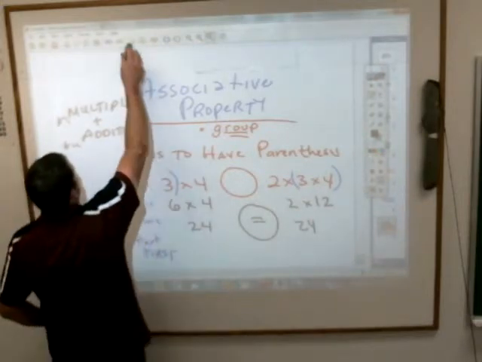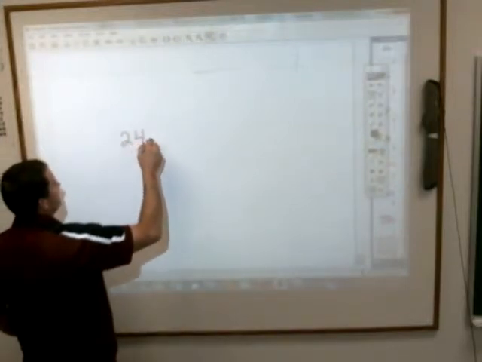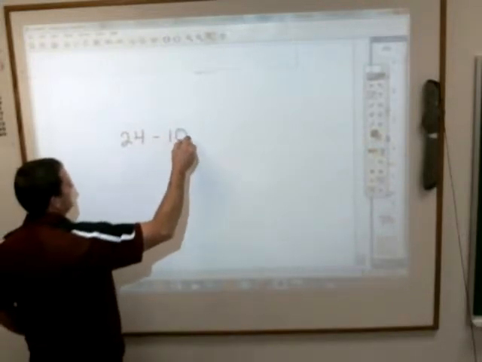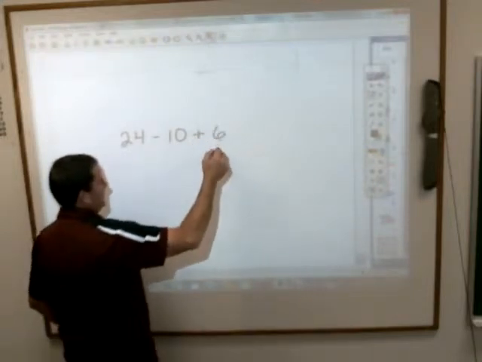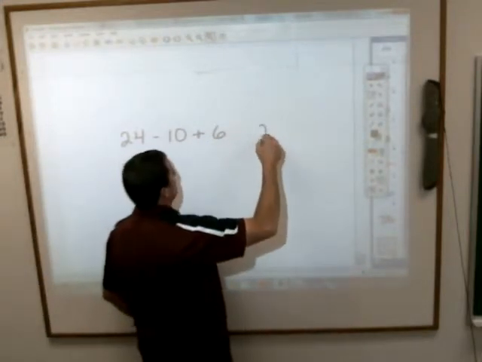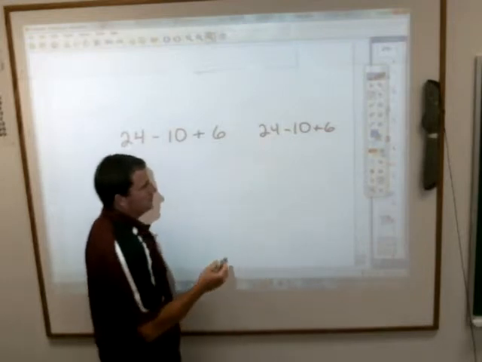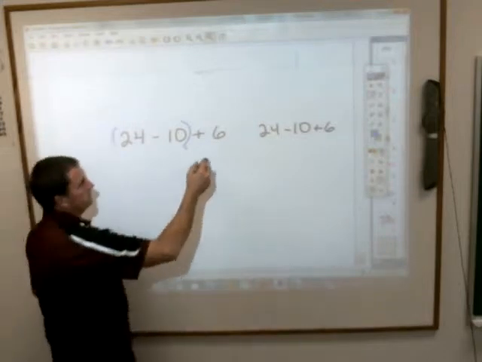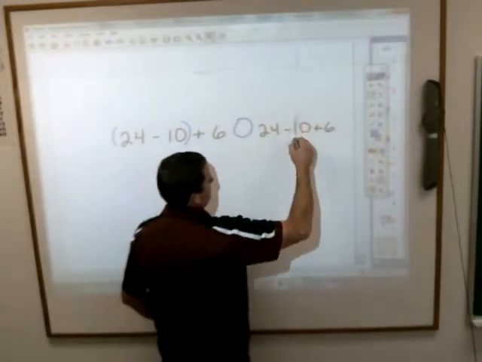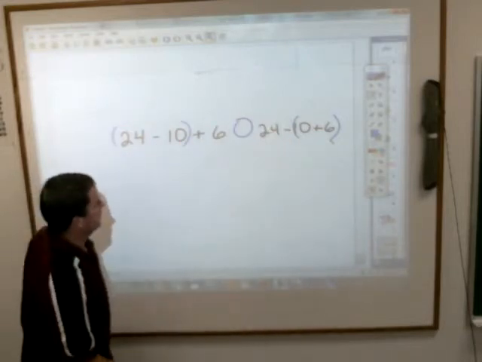Let's say I have this problem. Let's say I have 24 minus 10 plus 6. And then over here I have the same numbers in the same order, 24 minus 10 plus 6. But remember, when we talk about the associative property, you change the grouping. So in this part I'm going to have the grouping there, and then over here I'm going to change my grouping so that it's right here. Okay? Let's see if that works. If the associative property works, it means that this will be the same as that. Let's take a look and see.